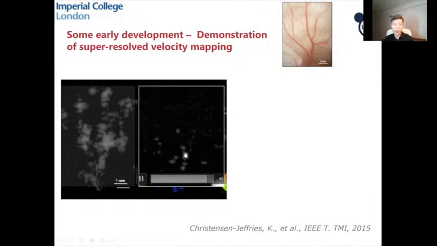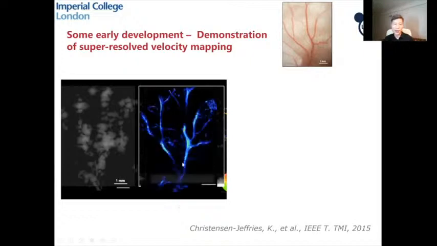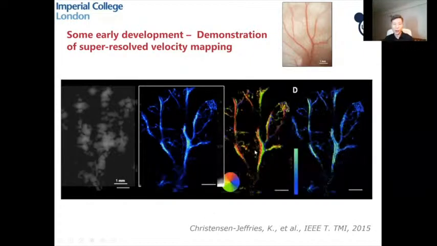If you can see this individual signal, you can localize it, then accumulate the localizations and generate a super resolution image like this. And not only can you generate a super resolution image of the localization density, the number of localizations, but also, because you can track the bubbles over time, you can generate images of the flow directions and the flow velocity.